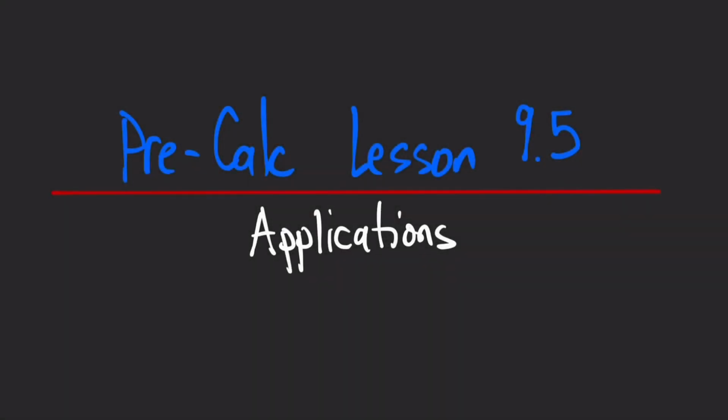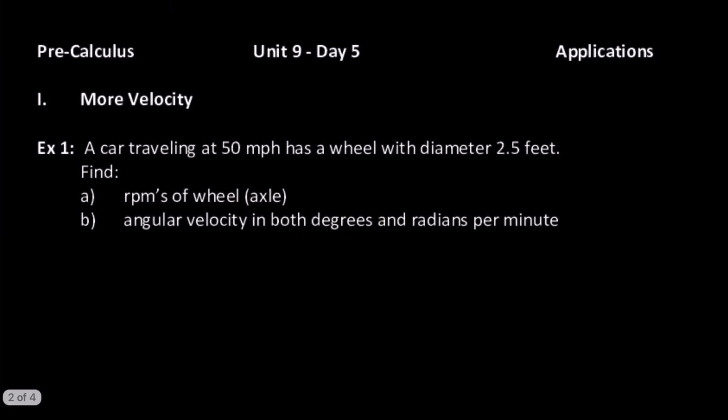Hey guys, welcome to Pre-Calc, lesson 9.5, applications. Before we get to our applications, I want to review some velocity. It's a new topic, a little bit challenging, so we'll do one fairly straightforward example and then one of the gear ratio questions. A car traveling at 50 miles per hour has a wheel with a diameter of 2.5 feet.